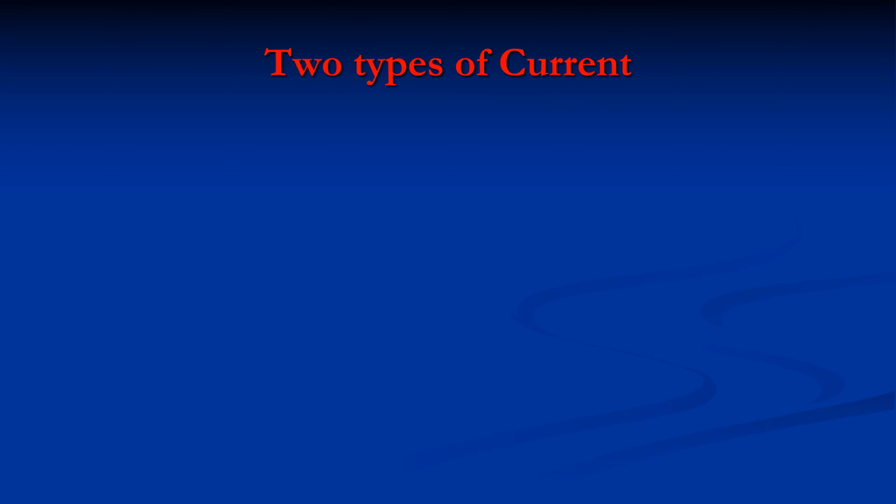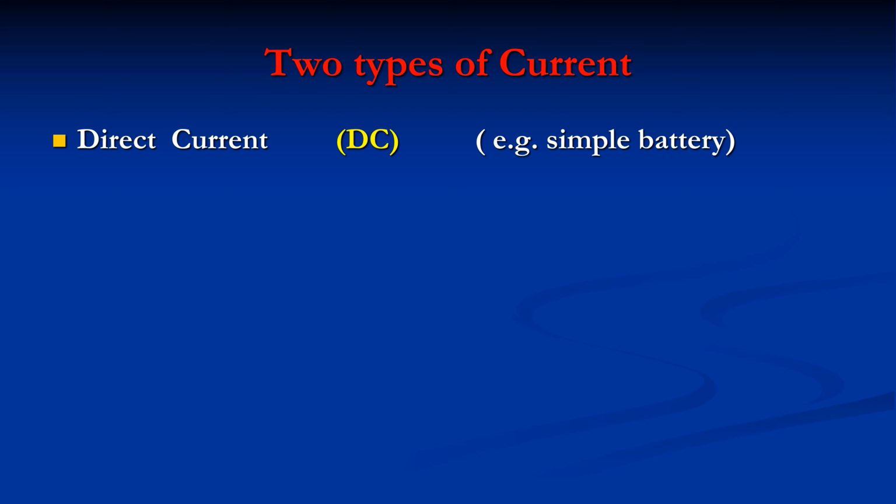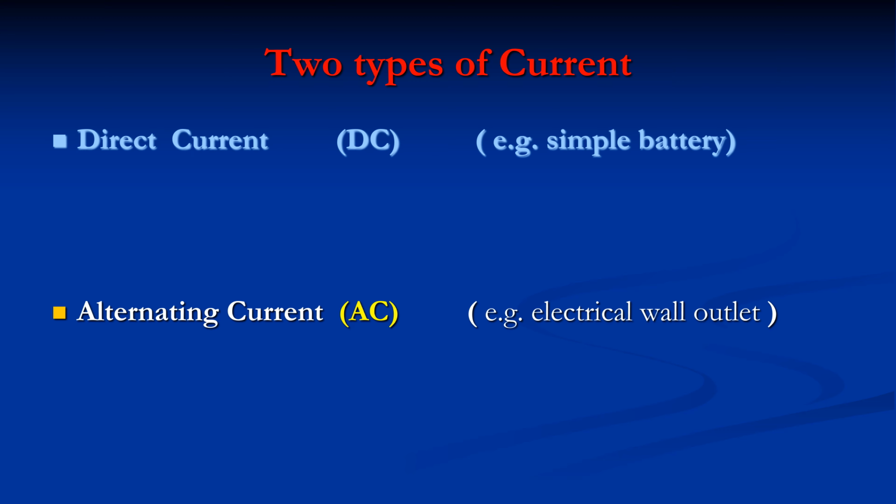We have two types of current. The first type, called direct current, DC, looks like in a simple battery, where the electrons always flow in the same direction, unidirectional. The second type, called alternating current, or AC, where the electrons change direction periodically, so it is bidirectional, looks like an electrical wall outlet. And of course, alternating current is used in electrosurgery.